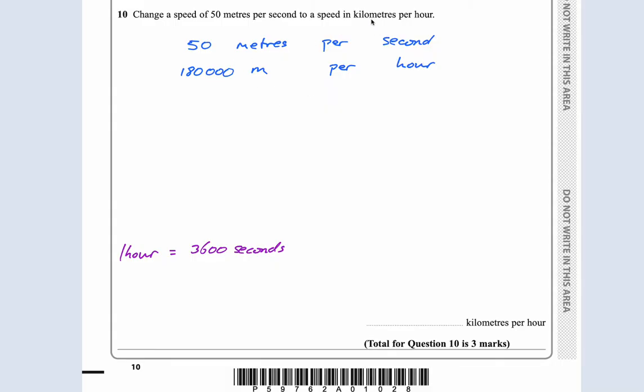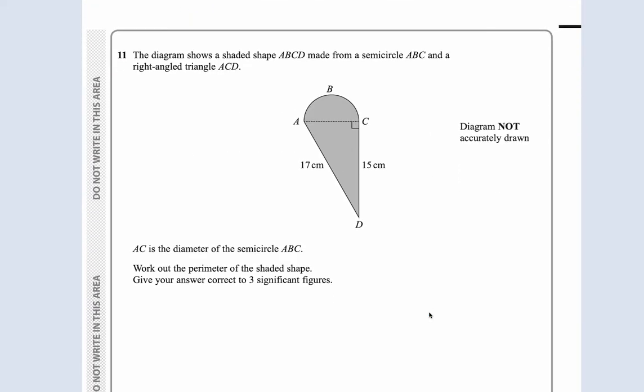But we want kilometers per hour. How many kilometers is 180,000 meters? Well, it's 180 kilometers per hour, because there's 1,000 meters in a kilometer. So I divide by 1,000 and I get 180. Okay, question 11.